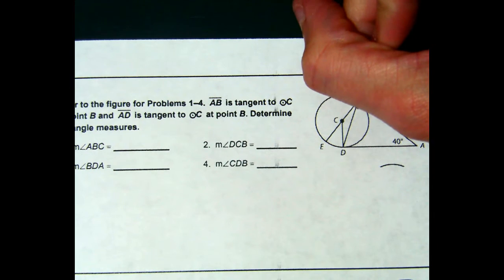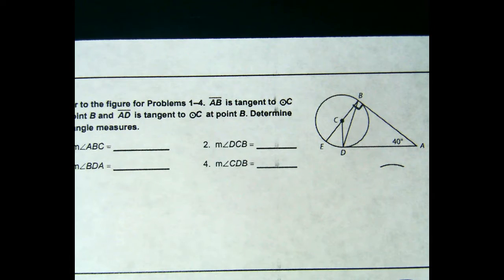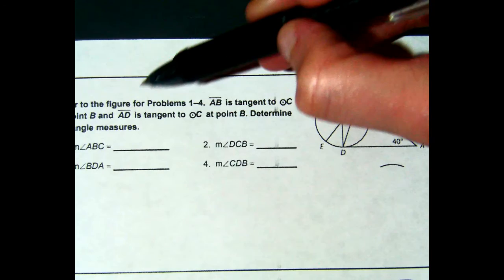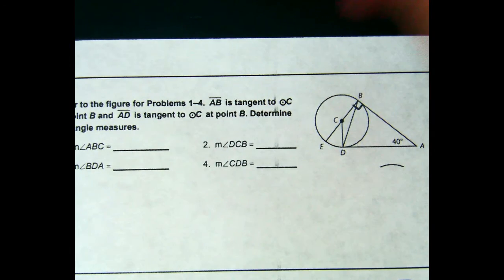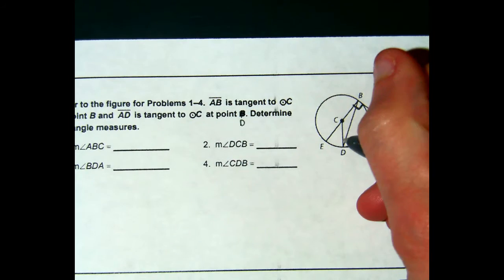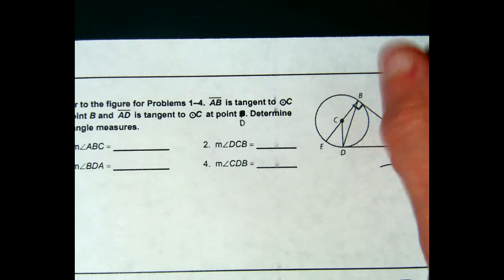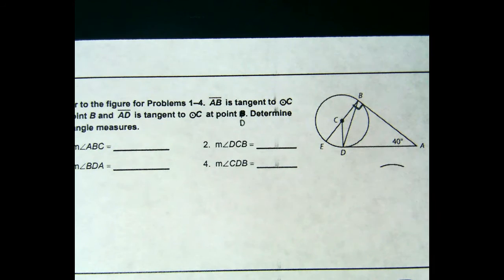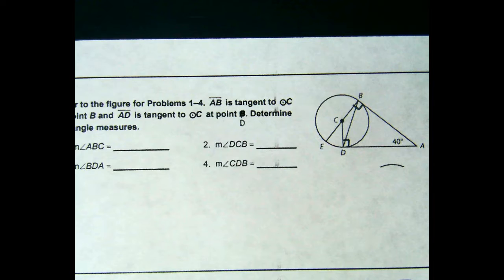CBA is 90 degrees. I'm going to draw that little box in there. That's 90 degrees at point B. And AD is tangent at point D. So this is tangent here. What does that mean? I can find out what angle C is, you're right. But this is also 90 degrees.